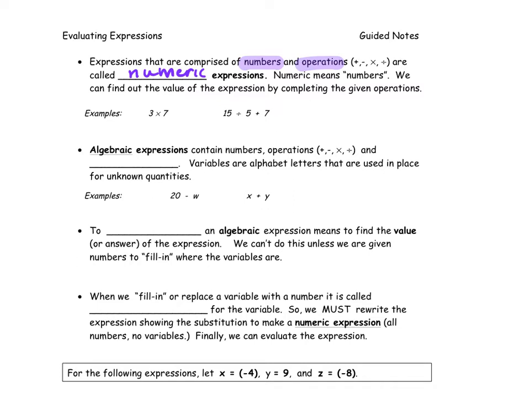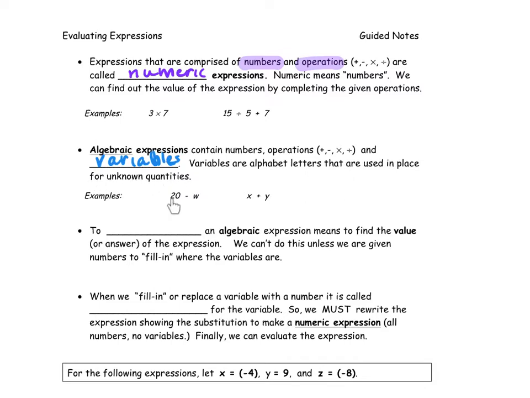The next vocabulary word is algebraic expressions. Isn't that an awesome one? Algebraic. And so that has the word algebra in it. Algebraic expressions contain numbers, operations, just like the numeric ones do, and this is specific to it, it contains variables. Variables are alphabet letters that are used in place for unknown quantities.